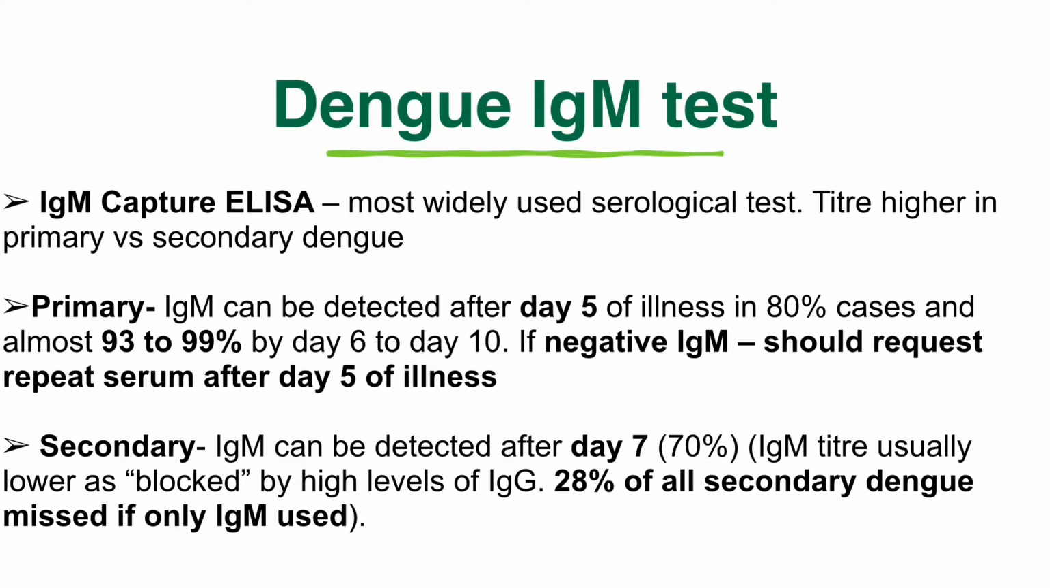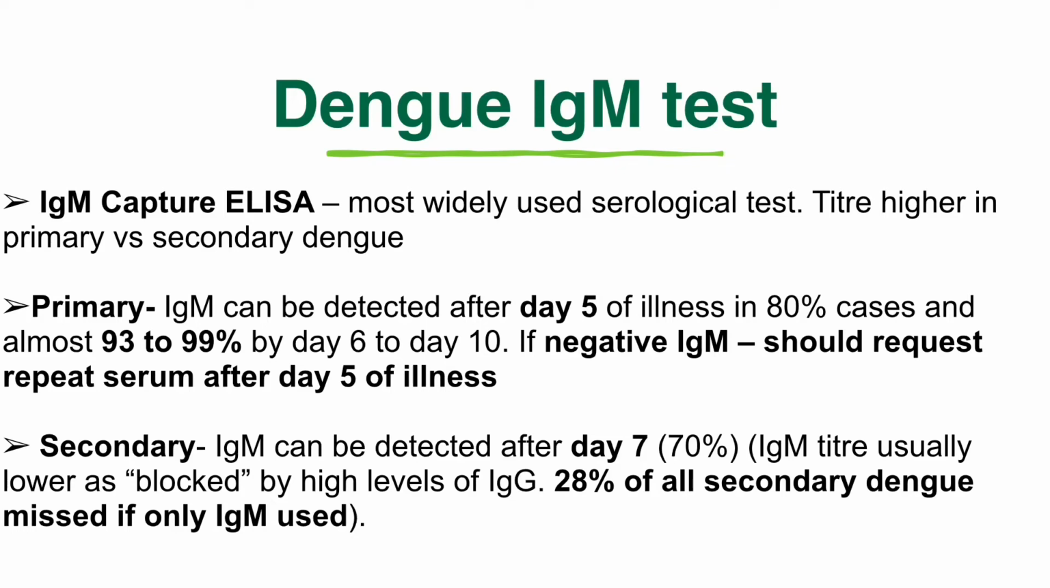In primary dengue infection, anti-dengue IgM can be detected after 5 days of illness in approximately 80% of the cases. Almost 93 to 99% of the cases will have detectable IgM from day 6 through day 10. In the event of a negative IgM result, a repeat serum should be collected after 5 days.